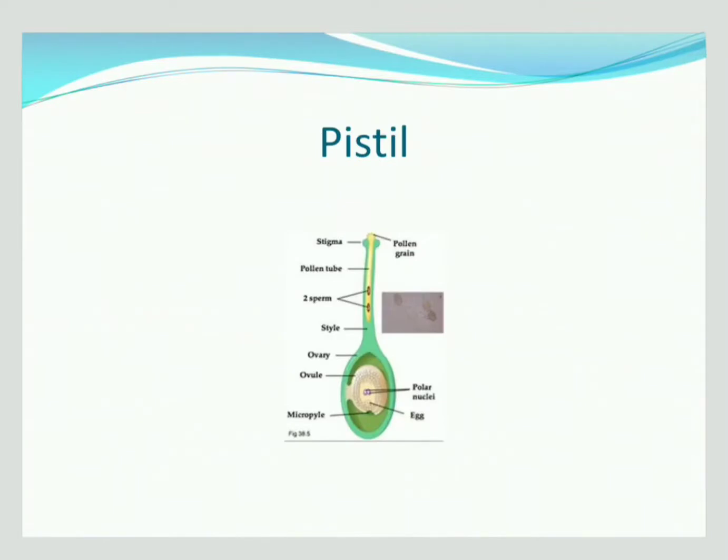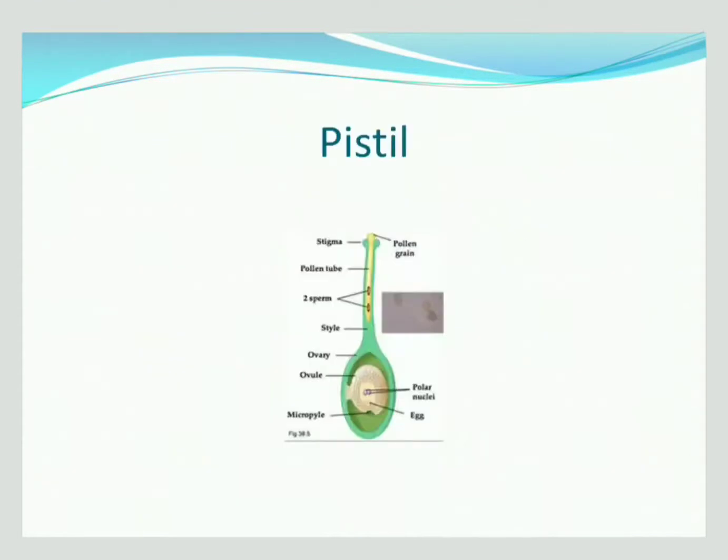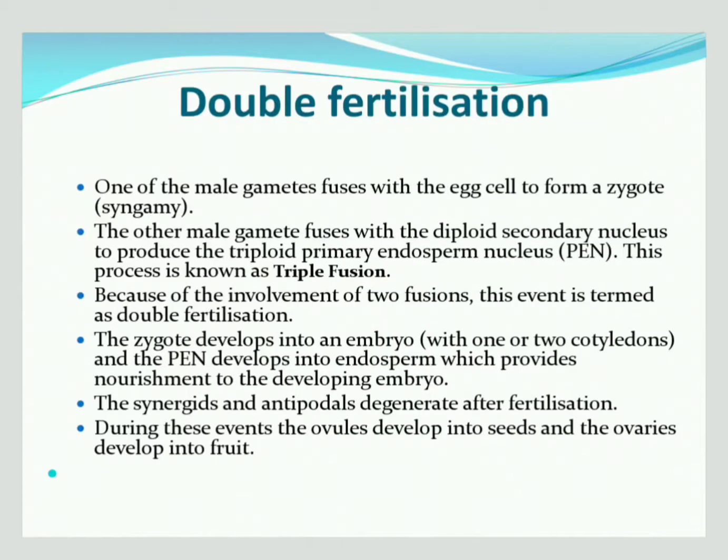If you see, this is the pistil, and the lower region we call the ovary. The embryo sac after mitosis produces the egg apparatus, with 1 egg cell and 2 synergids. There are 3 antipodals at one end, and also the secondary nucleus at the center. So that is why we call it the embryo sac, a 7-celled, 8-nucleate one.